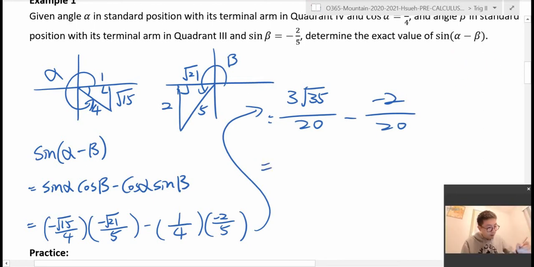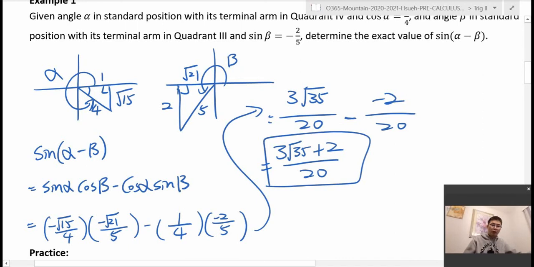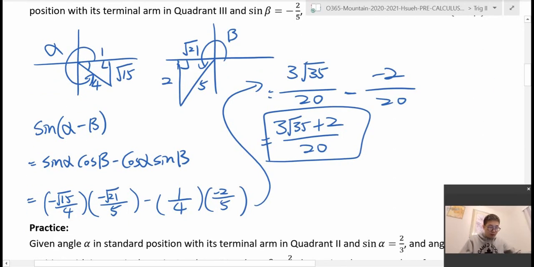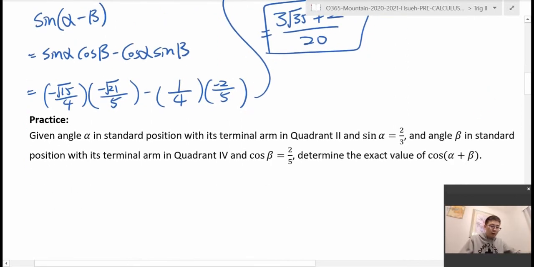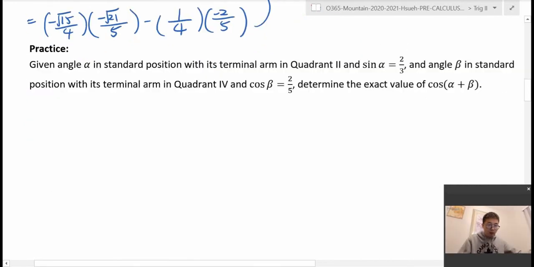Okay. Now we can subtract them. Because it's a subtraction of negative numbers, in this case we are actually adding up numbers here. So this is going to be 3 root 35 plus 2 over 20, and that's your final answer. Okay, so that's the first example. The practice question here is very much the same thing. Okay, so I'll let you try it, and I will show you the answer when you're finished. Okay, good luck.